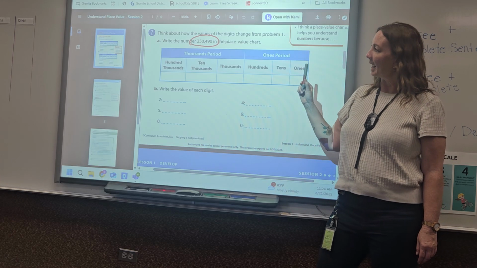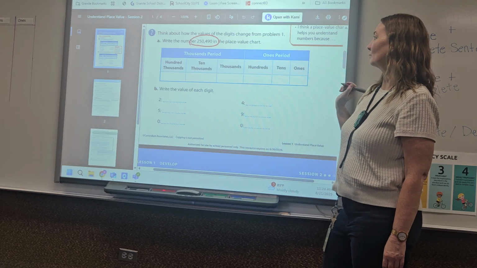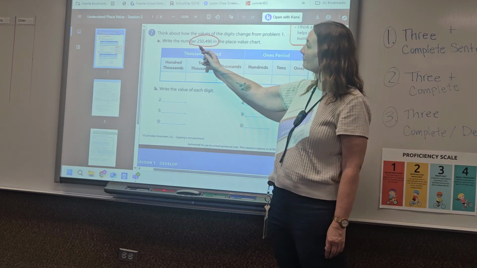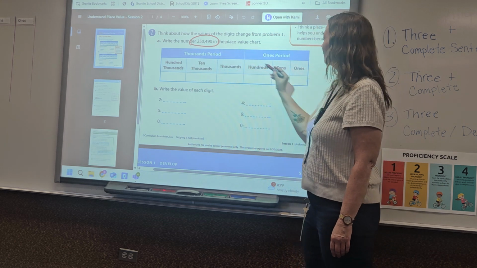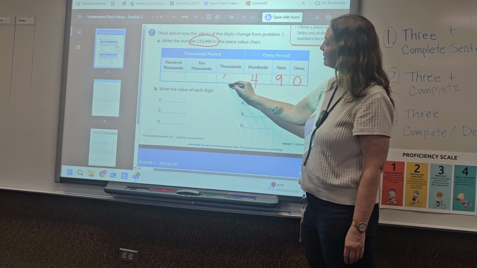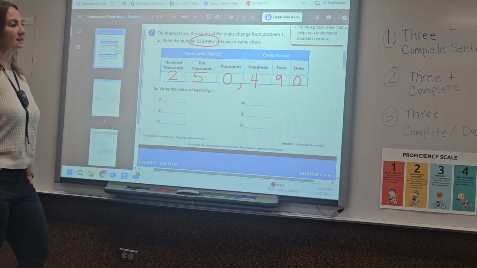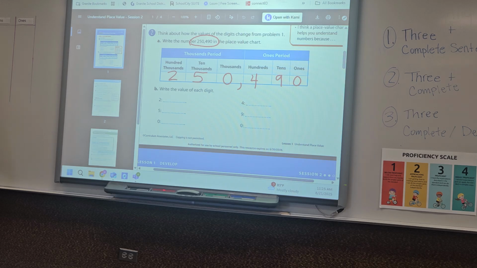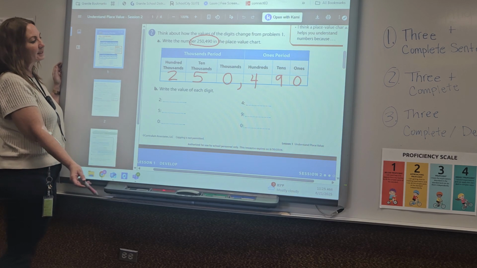First, we need to write this number in the place value chart. I like starting at the ones. You can start wherever you want, but if you start over here, you need to make sure you put it in the right spot. I see there are 0 ones, 9 tens, 4 hundreds, 0 thousands, 5 10,000s, and 2 100,000s. Did I do that right? In the back, did I do that right? Yes. Okay. Now, did you do this part too? Okay.